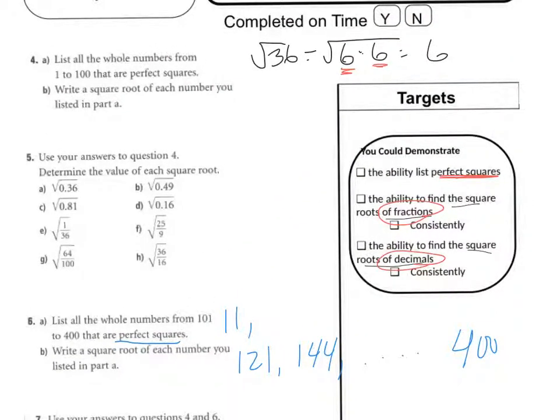I think we actually did this one wrong too. No, we did that right. We want to go 1 times 1 is 1, 2 times 2 is 4, 3 times 3 is 9, all the way up to 100. So I'm not sure if we showed that right or not. I don't remember.